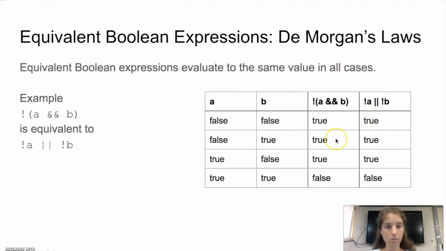So every single row in our truth table needs to show that both expressions have the same value. And we have to make sure that we've come up with every possible combination of values. So we have false, false, false, true, true, false, and true, true.